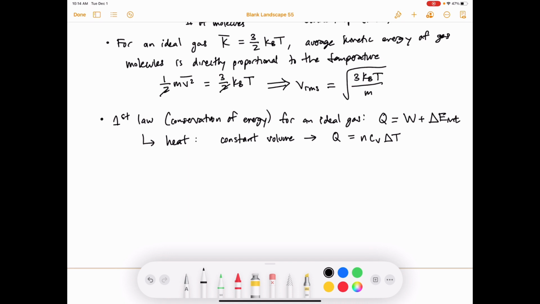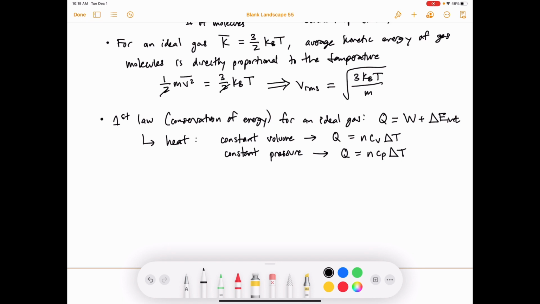So if delta T is positive, that means heat is flowing into the gas. That means Q is positive. If delta T is negative, that means Q is negative. On the other hand, if we have a constant pressure process, then Q is equal to N times Cp times delta T. So there's basically a different specific heat when it comes to a constant pressure process.